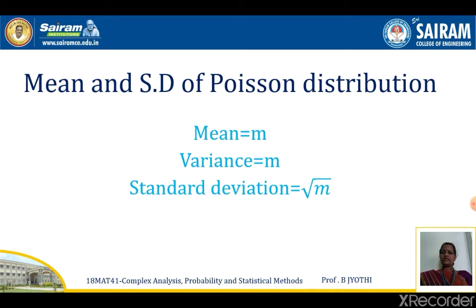Coming to the mean and standard deviation of the Poisson distribution, the mean is given by m, the variance is given by m, and the standard deviation is always the root of the variance. Therefore, the variance is m, which means the standard deviation is the root of m.